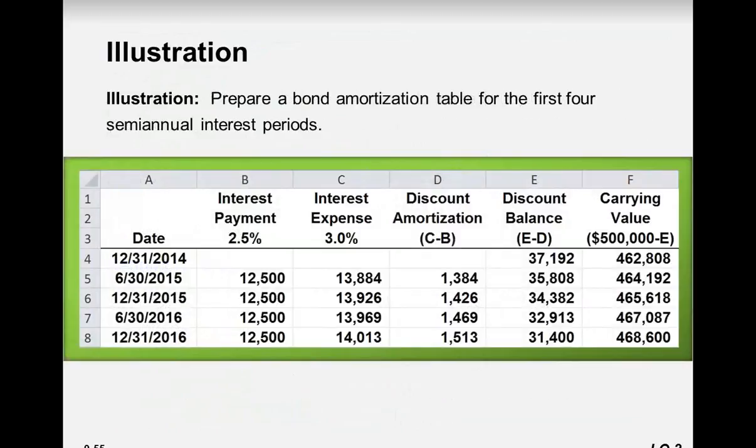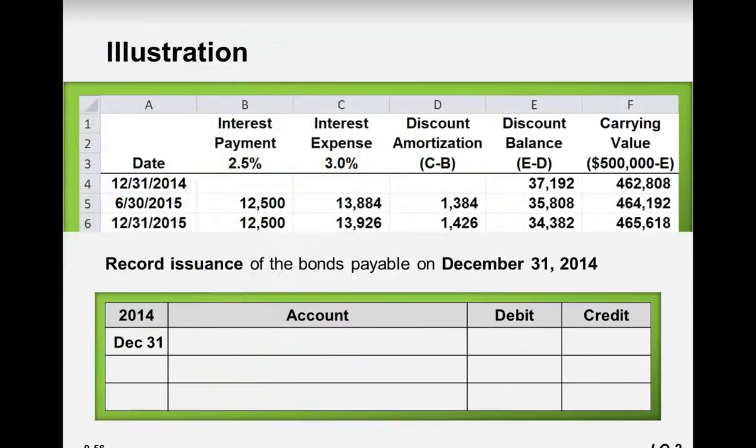And this is just another example of doing the exact same thing, a discount. So if you want to work through this, that would be good experience.